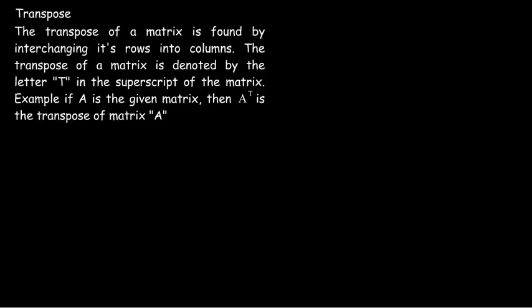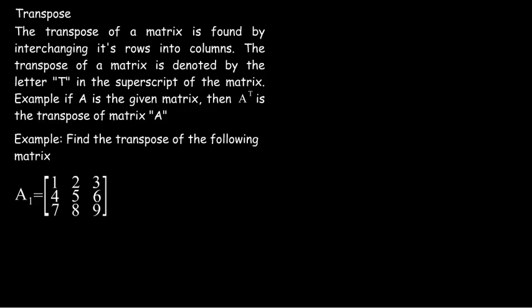Now the transpose of a matrix is found by interchanging its rows into columns. The transpose of a matrix is denoted by the letter T in the superscript of the matrix. Example: if A is the given matrix, then A raised to the power of T is the transpose of matrix A. Now for our very first example, find the transpose of the following matrix: A1, which is 1 2 3, 4 5 6, 7 8 9.